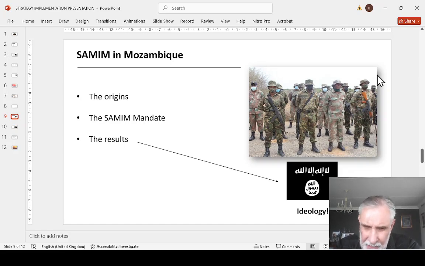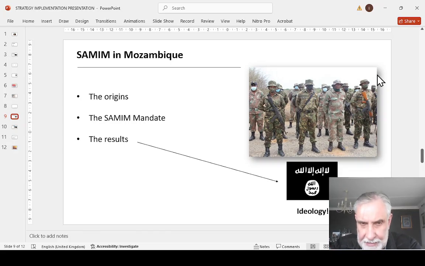Incidentally, what is written on those flags is in Arabic: La ilaha illa Allah, Muhammad Rasul Allah, meaning, loosely translated, there is only one God, and that is Allah, and Muhammad is his only prophet. Well, let's move to SAMIM.